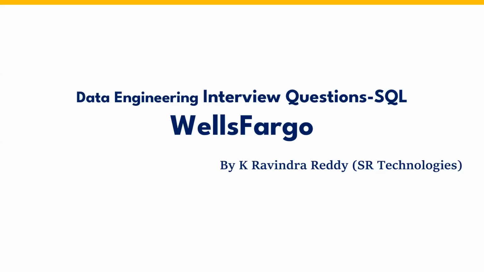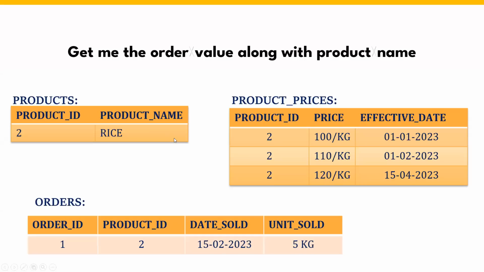Today we are going to come up with another data engineering interview question. Let's get into it. So what is the question here? First try to understand the question, then we'll go with the solution. The first question is: get me the order value along with the product name.